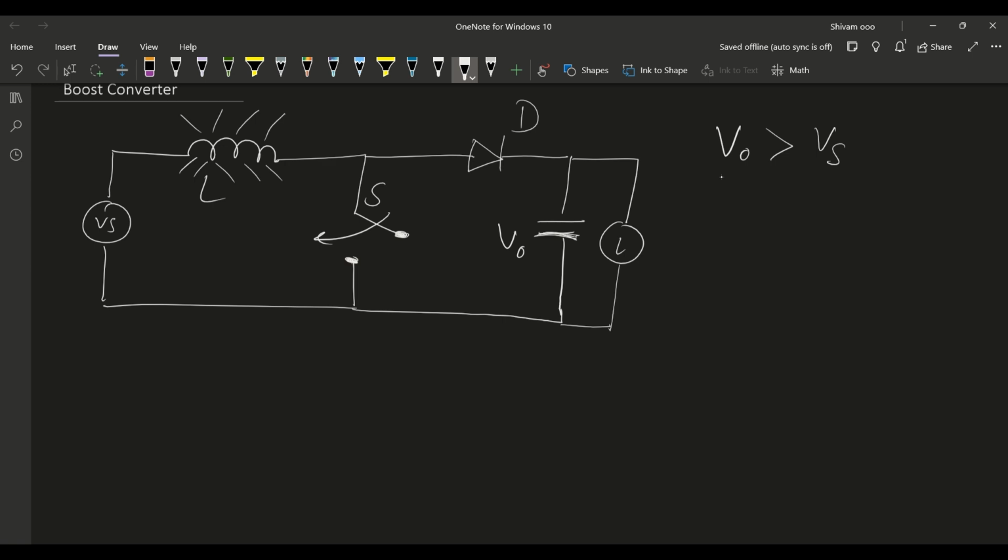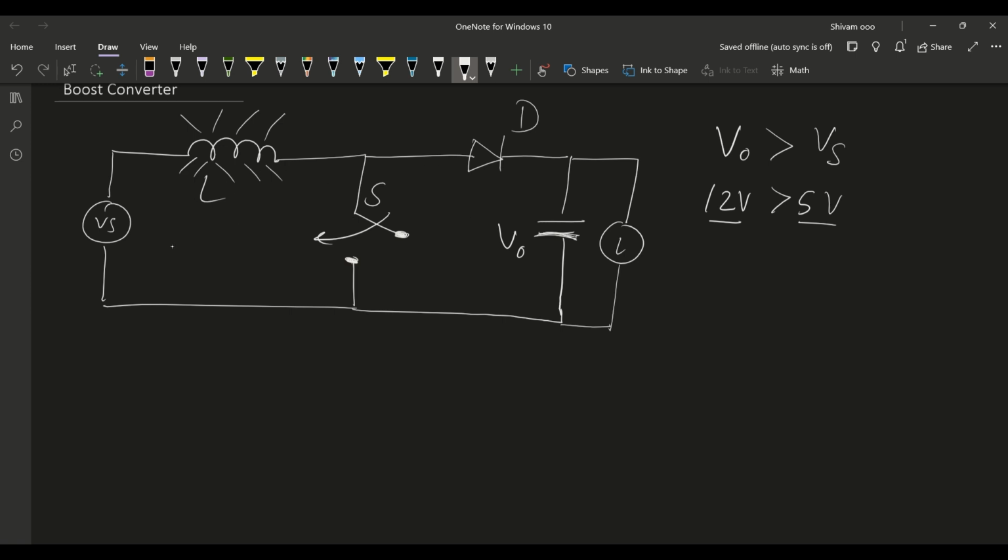So if I have an application where I want a higher voltage and my input voltage is lower, suppose the output voltage is 12 volt and my input voltage is 5 volt. If I want to convert this 5 volt to 12 volt, I'll use a type of DC-DC converter that's known as a boost converter. Basically it takes some passive components: an inductor, diode, and capacitor.